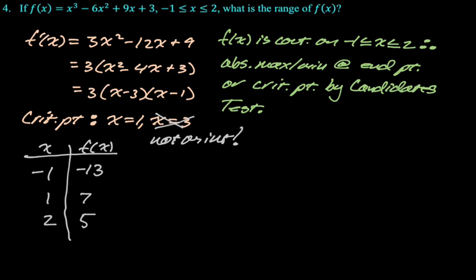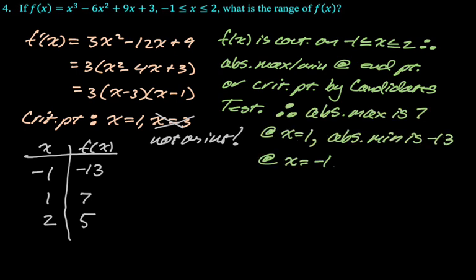So the biggest value in there is the maximum, so y equals 7 is the max. The smallest value is the minimum, so -13 is the minimum. Let's write those down, although we don't really need to, we just need to find the range. But still, I'm going to finish the candidates test. So absolute max is 7 at 1. Absolute min is -13 at -1. So our range will go from the minimum to the maximum. Our range is -13 is less than or equal to y, less than or equal to 7.